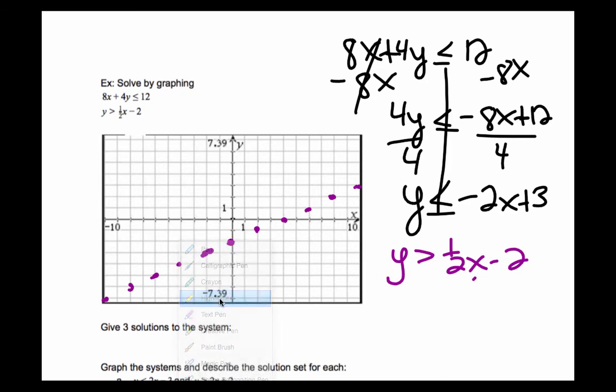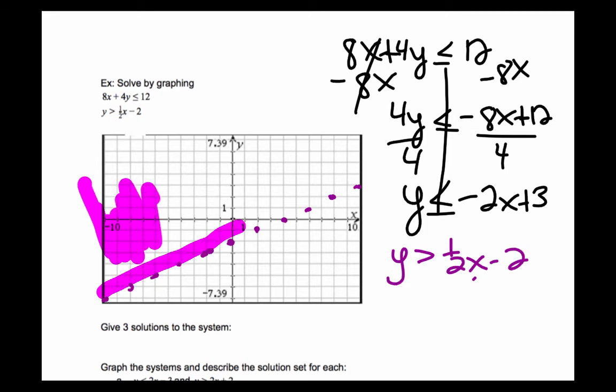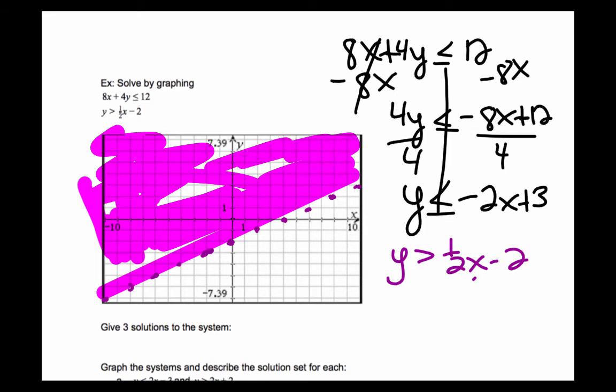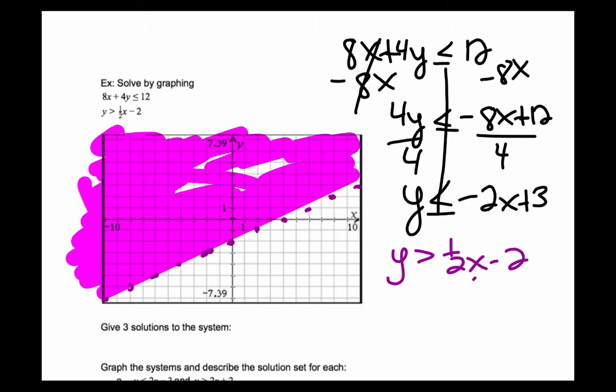So let me get my highlighter out here. I'm going to shade above. Okay, and I would really need to get all really close to this. Remember that points on the dotted line are not solutions. So we want to be careful of that. All right. That looks pretty good.